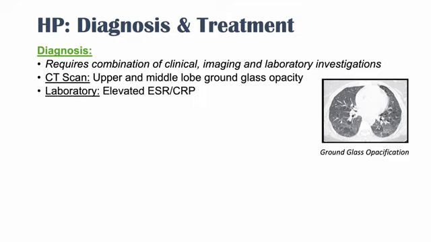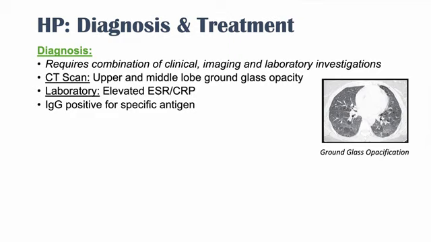Laboratory investigations, when we do look at ESR, or erythrocyte sedimentation rate, or CRP, or C-reactive protein, these are elevated. The immunoglobulin G, or IgG, is positive for a specific antigen. So you could perform this test looking for IgG against specific antigens that we talked about before, whether that be Mycobacterium avium or some kind of thermophilic actinomycete spore.